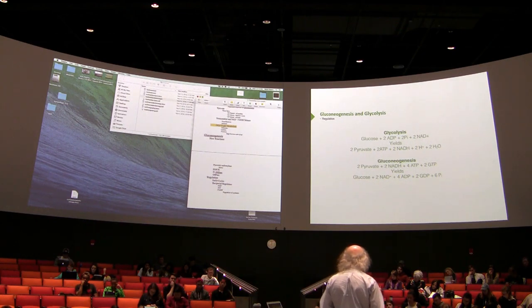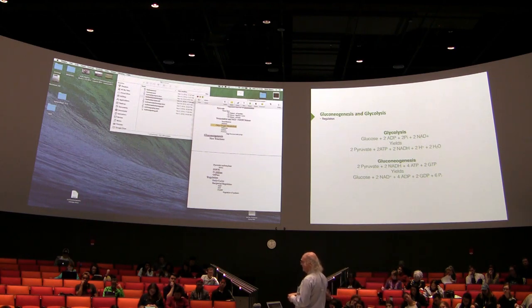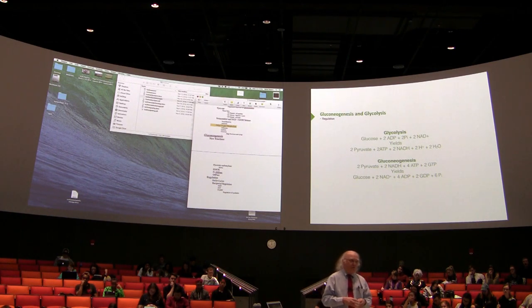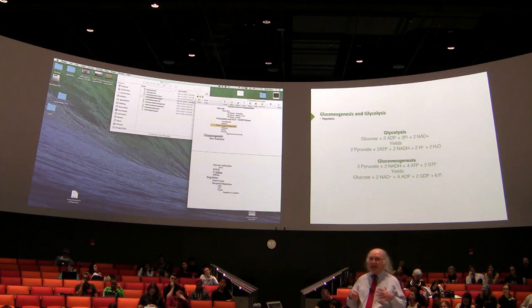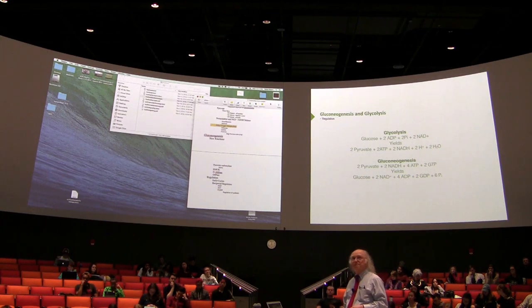Okay, we've seen a little bit of it already in something I've called reciprocal regulation. I'm going to show you some more. We'll see it both in these two pathways, and we'll also see it in glycogen metabolism. Okay? So futile cycles are to be avoided unless you're wanting to make heat.